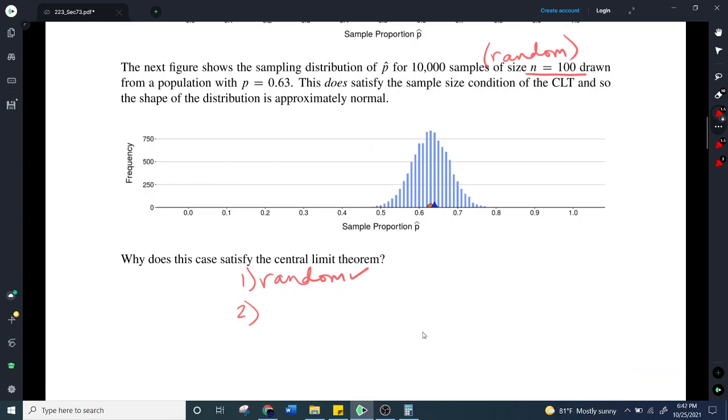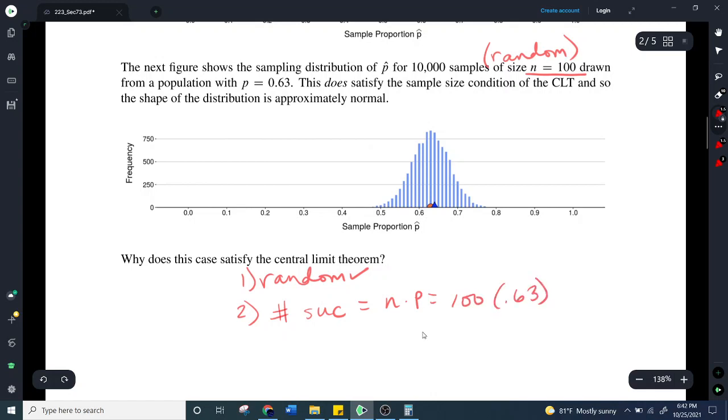So let's go through that real quick just so we can see how to test it. The expected number of successes is going to be n times p. So in this case, that's going to be 100 times 0.63, right? Because our p is 0.63. So that would be 63, which of course is greater than 10. And then the expected number of failures, that's really just going to be the complement of this. So n times 1 minus p, or 100 times 1 minus 0.63, which is 37, which of course is greater than 10.